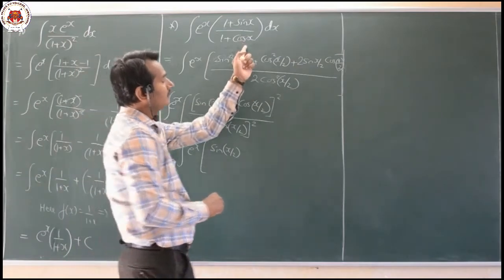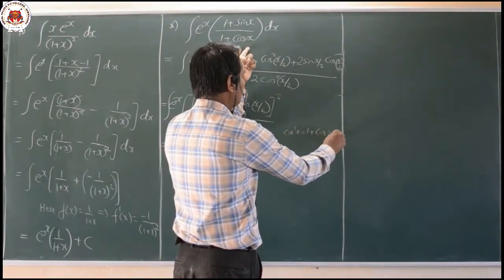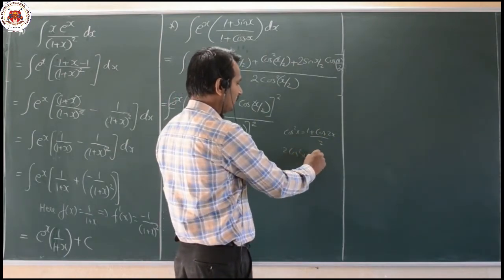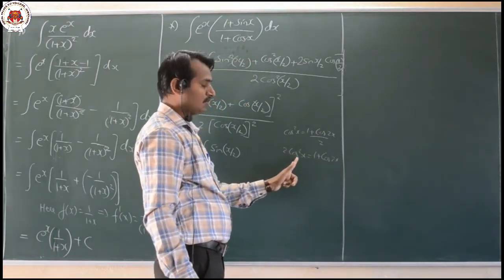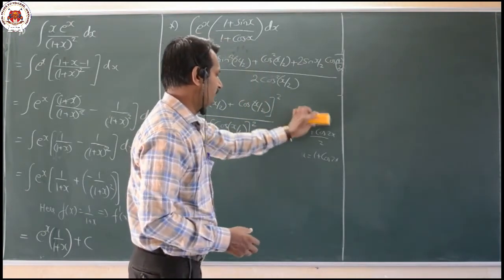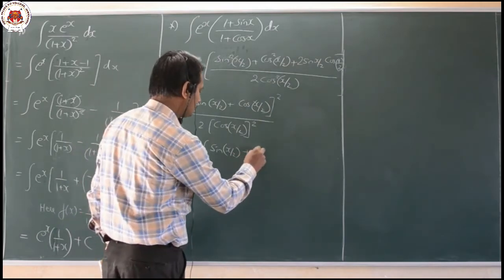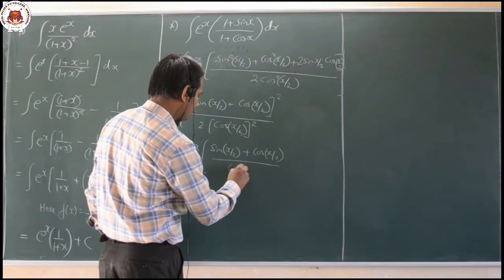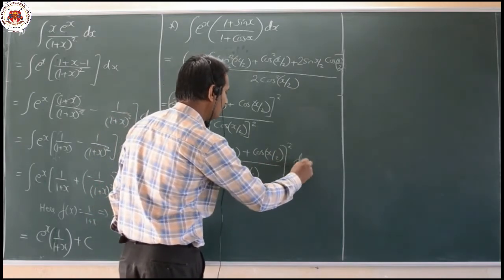So how does this formula arrive? Cos square x equals 1 plus cos 2x divided by 2, so 2 cos square x equals 1 plus cos 2x. So here, half angle means I will get 2 cos square x by 2. Next one, it is the first part, sin x by 2 plus cos x by 2 whole divided by cos of x by 2 whole square into dx.